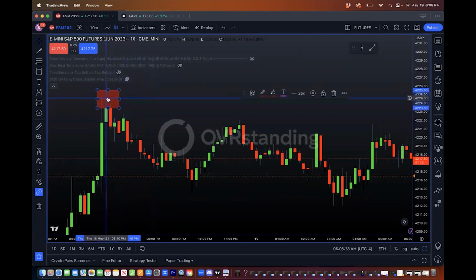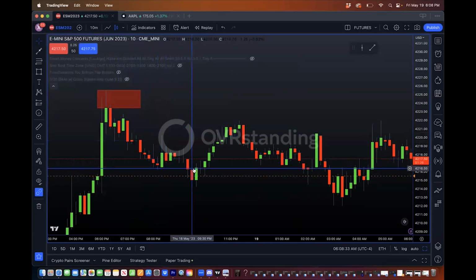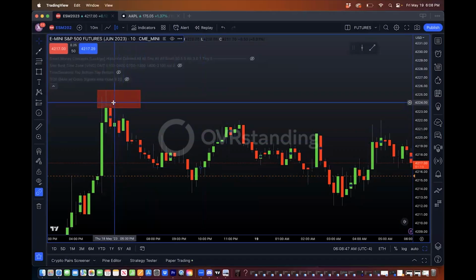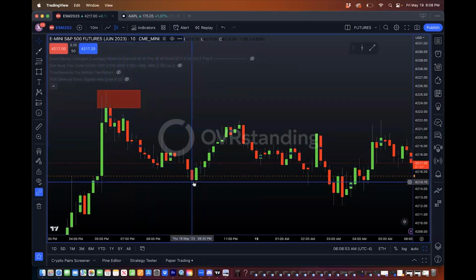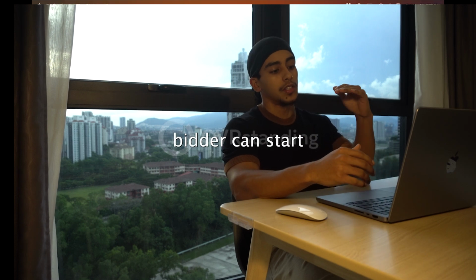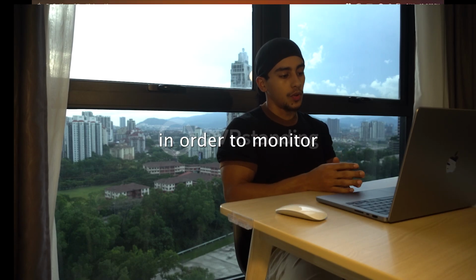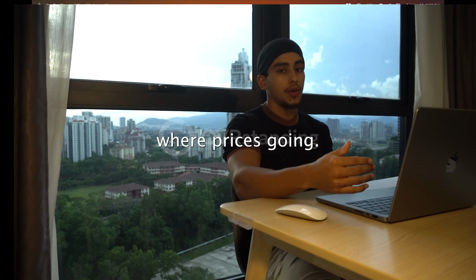So if you offered higher prices and no one wants to buy them, and as you continue to offer lower, your auction, that asset that you're selling, is decreasing in demand, which means it's a lot harder for people in that auction to buy at a price that they believe is a little too high. So price will slowly get to a level where it believes that price is offered at a discount, and then people will begin to put in those bids, and that bidder can start offering higher prices. So that's how traders will be using candlesticks in order to monitor where price is going.